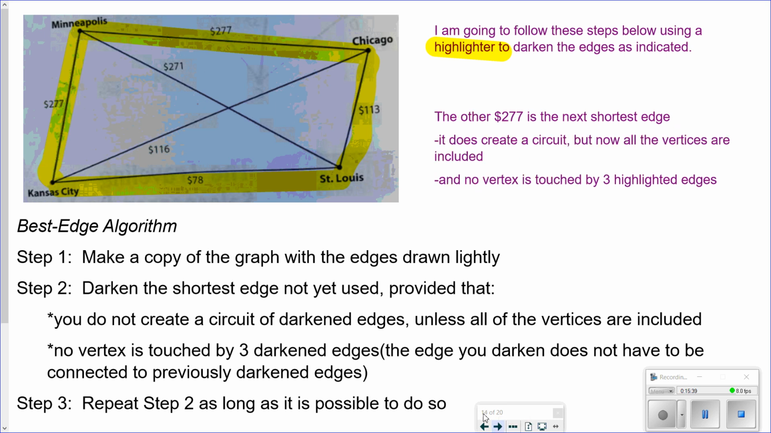Then the only thing I have left is the other 277, and I can go ahead and add that one in because again, it does not create a circuit, right? Oh, I'm sorry. It does create a circuit, but all the vertices are included now, okay? And still no vertex is touched by three highlighted edges. So because it's that last vertex, it's okay to create a circuit now. Okay.